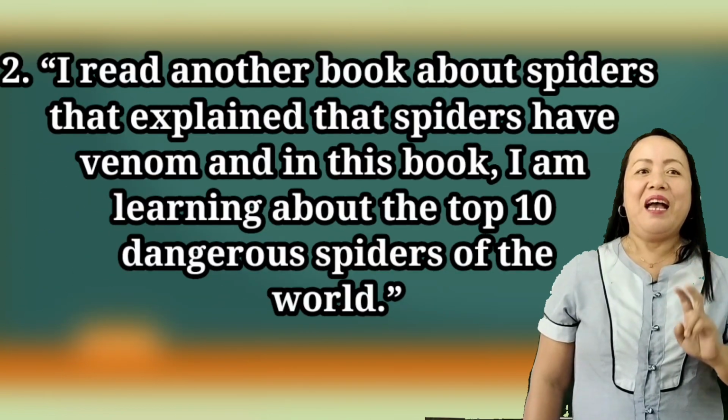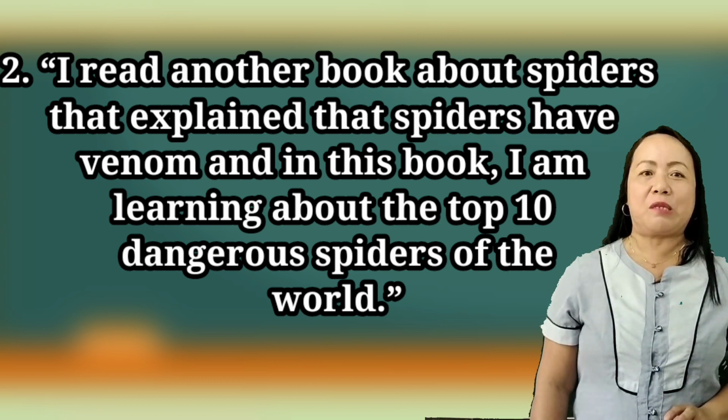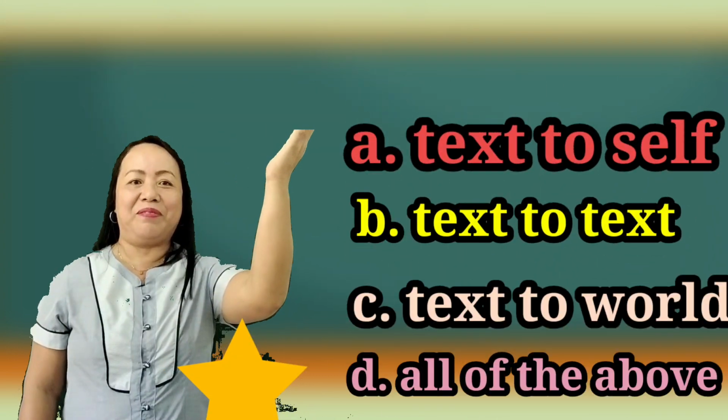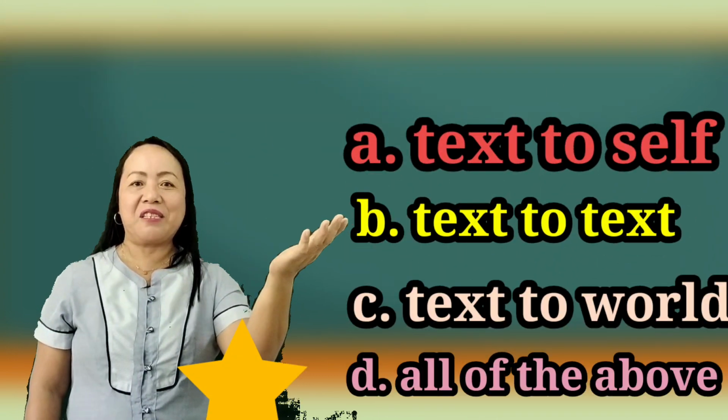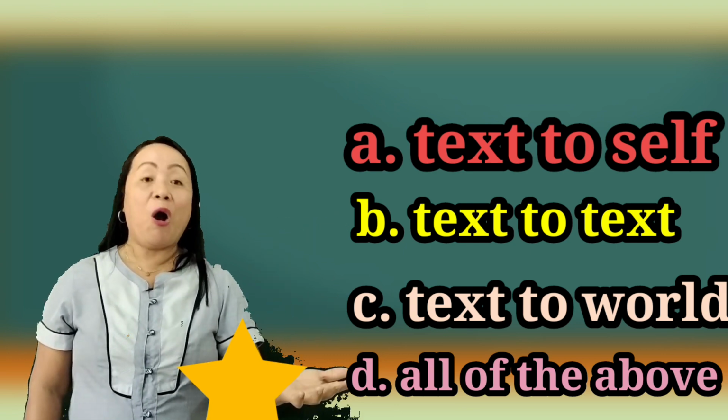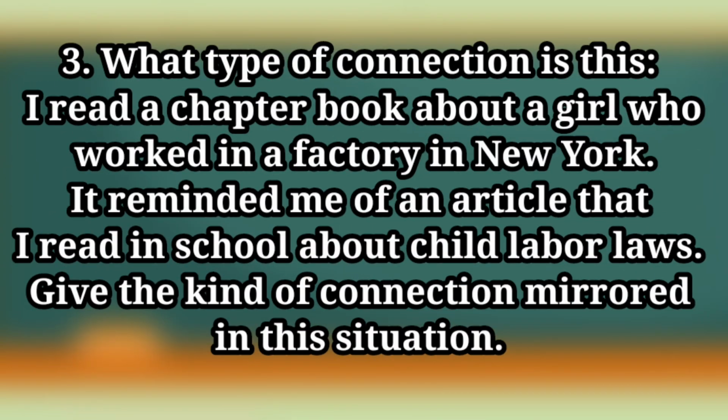Number 2. I read another book about the spiders that explained that the spiders have venom. And in this book, I am learning about the top 10 dangerous spiders of the world. A. Text to self. B. Text to text. C. Text to word. D. All of the above. What type of connection is this?